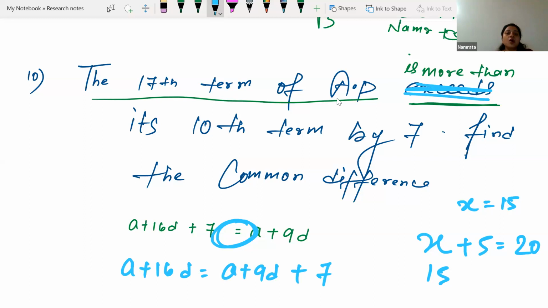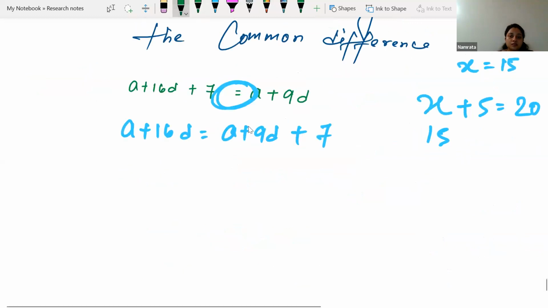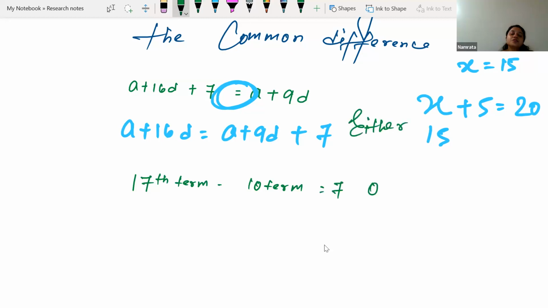Or you can also make the difference between the two as 7. So you can say the bigger one, that is the 17th term minus the 10th term, is equal to 7. Either you can do it this way. Eventually you are writing the same equation. Getting it?